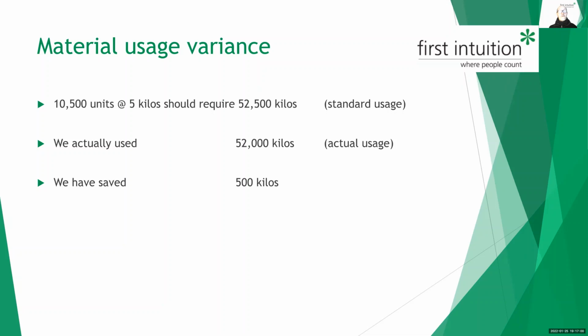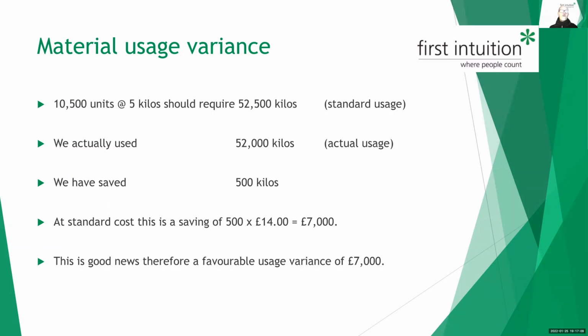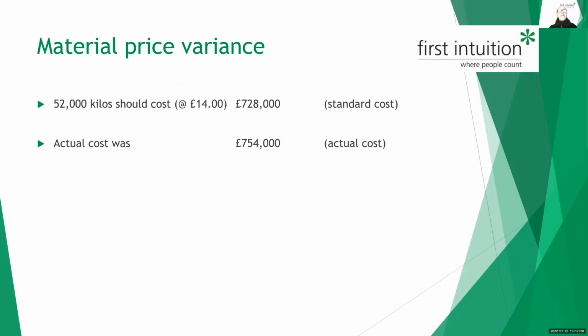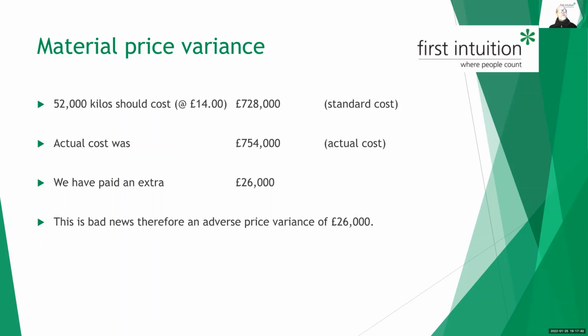We would expect that for that amount of product. So this is good news. At £14 a kilo, we've saved £7,000. £7,000 worth of good news. A favourable usage variance of £7,000. Next, we look at the price variance. 52,000 kilos, which is how much we have bought, should cost £14 a kilo, which is £728,000. We actually spent £754,000. That's our actual cost. Immediately, I'm thinking bad news. An extra £26,000 is an adverse price variance of £26,000.